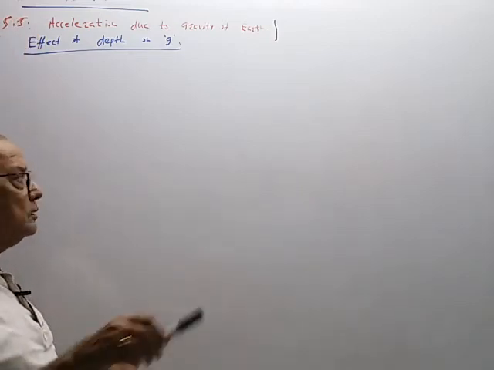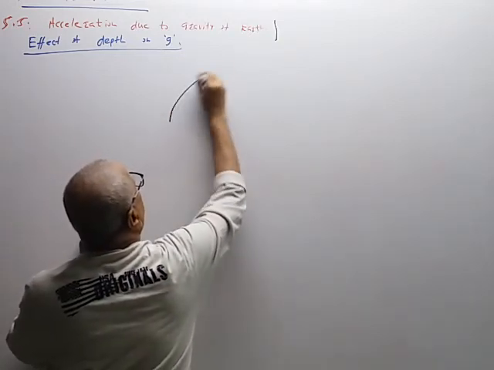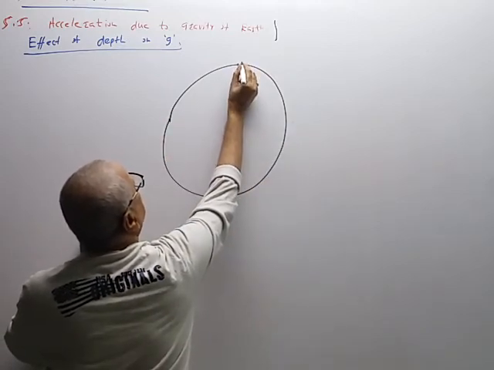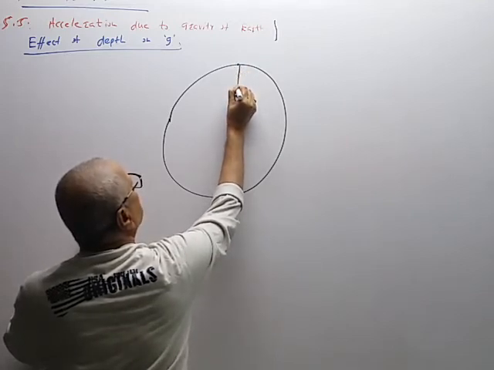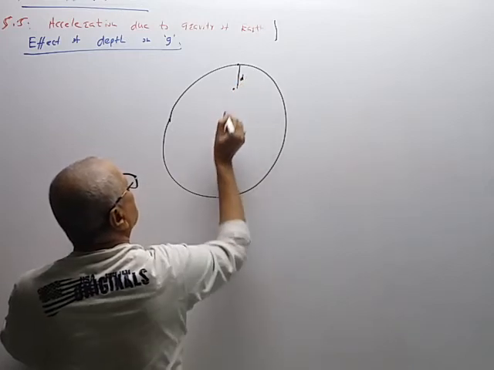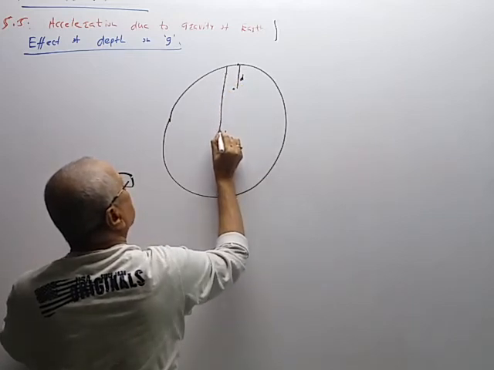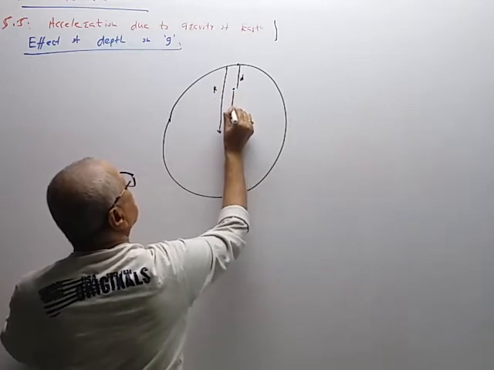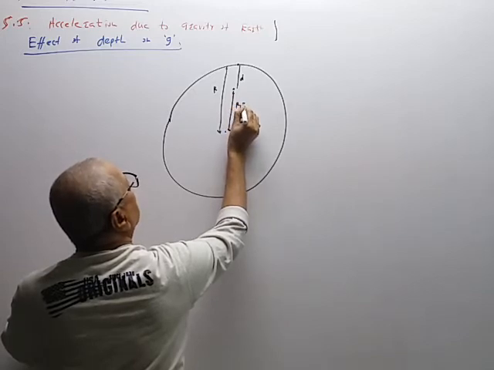So we will consider the situation like this. Suppose this is the Earth planet, height h is equal to 0. So consider the point, say P, at depth d. This is the center of the Earth. So this distance is r. And therefore this distance, we will denote by r1, is equal to r minus d.